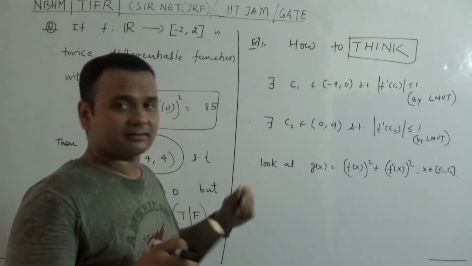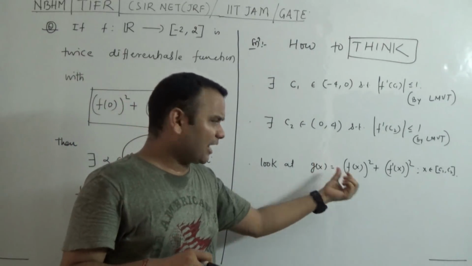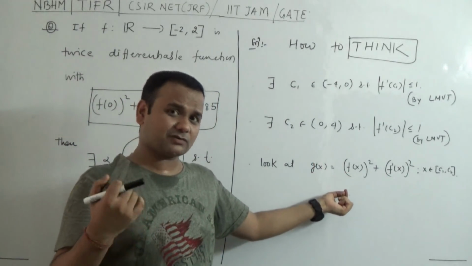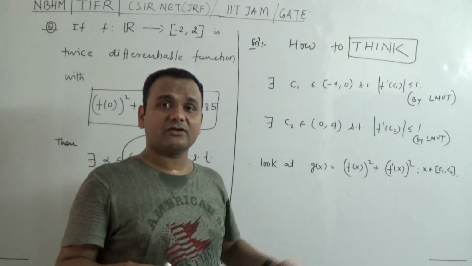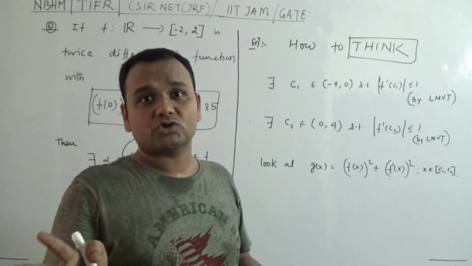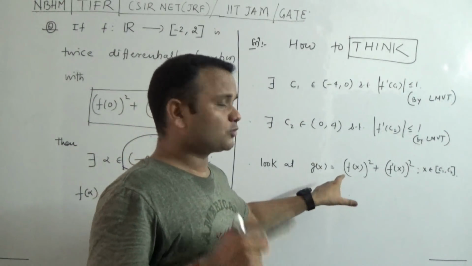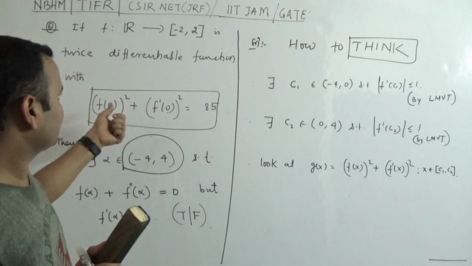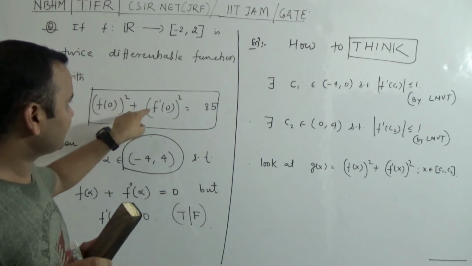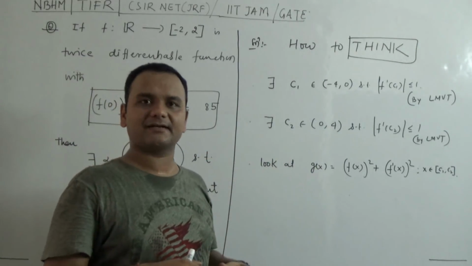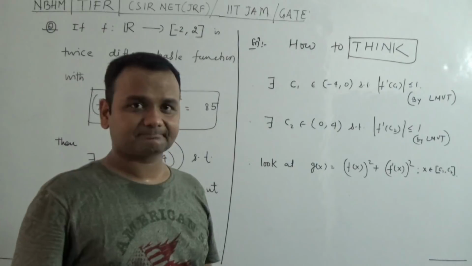What should one observe? You will ask, sir, how can one take this function? How should one think about this kind of function, that I have to choose this kind of function to answer my question? So listen, the answer to this question is hidden here. You have to use somehow this function. So I have to write f x squared plus f prime x squared, something like that. Because I am going to use the compactness of the set.